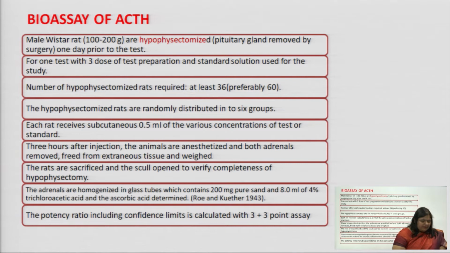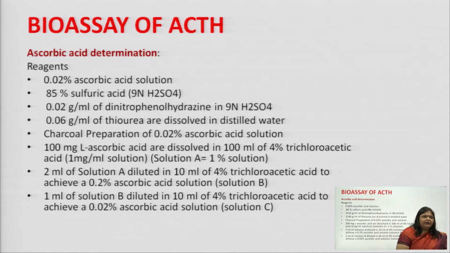Then 3 hours after injections, the animals are anesthetized, adrenal glands are removed, and any tissue which is attached to those adrenal glands is removed. The tissue is weighed and homogenized, and the content of ascorbic acid is then determined by the standard procedure, and the potency is then calculated. Now, the important point here is: how do we determine the ascorbic acid?